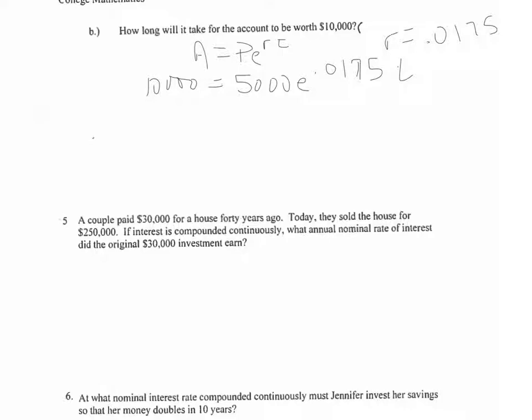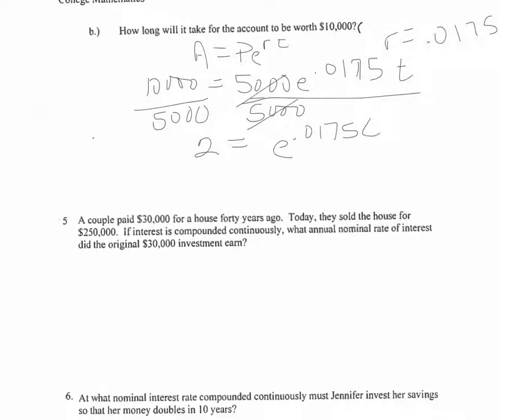Excellent. Before I try to take the natural log of each side, I need to have the only thing on the right side be e to that power. So the first thing I want to do is divide both sides by 5,000. And fortunately, 10,000 divided by 5,000 is pretty easy to work with. That's 2 equals e to the 0.0175t power. And now we can do what to both sides? Take the natural log. Excellent.